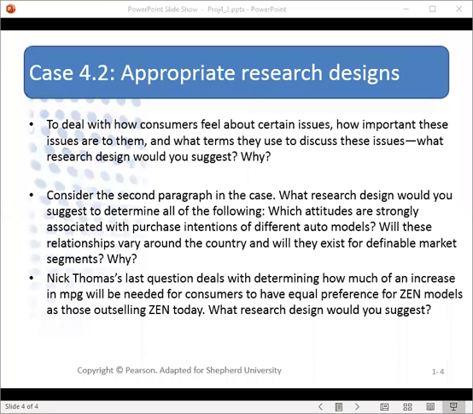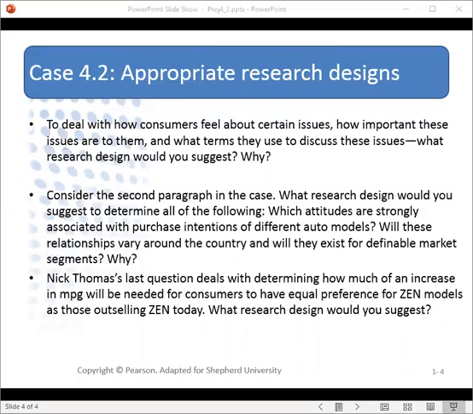Okay. So to deal with the first set of issues, determining how consumers feel about certain issues and how important these issues are to them and what terms they use to discuss these issues, what research design would you suggest and why? So at this point in the marketing research process, Nick should strongly consider using exploratory research. He's at the beginning of the process where he needs to gain background information, define terms, clarify the situation, and establish research priorities. He definitely should consult secondary sources as there is much written on the topics he's interested in: alternative fuels, gasoline prices, global warming. Focus groups might also be useful as well.